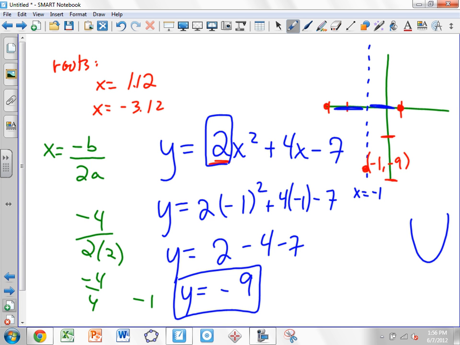I do know one other thing, though, so that was additional. There's one other thing I know. Look at the function. What does the negative 7 represent? C, which is what? Y-intercept. So the y-intercept is right here at negative 7. Okay? There's my curve.